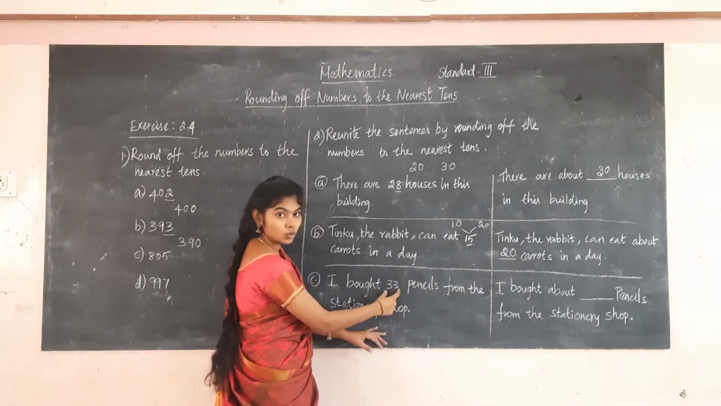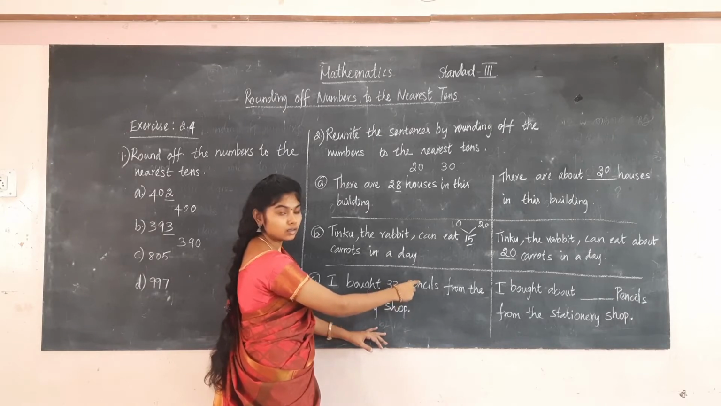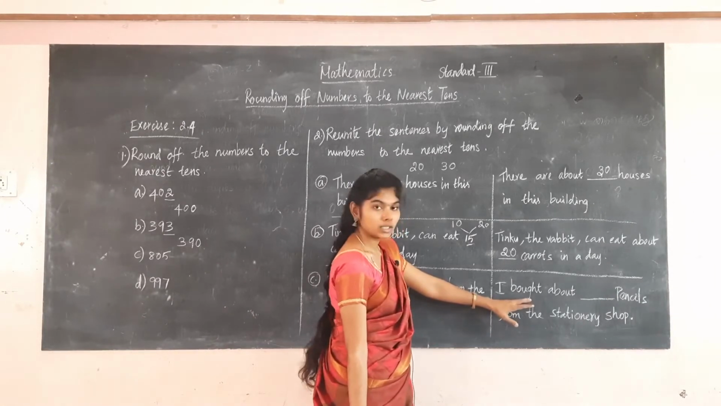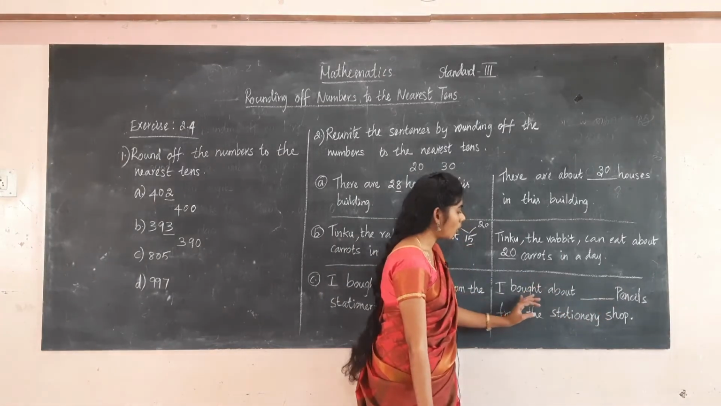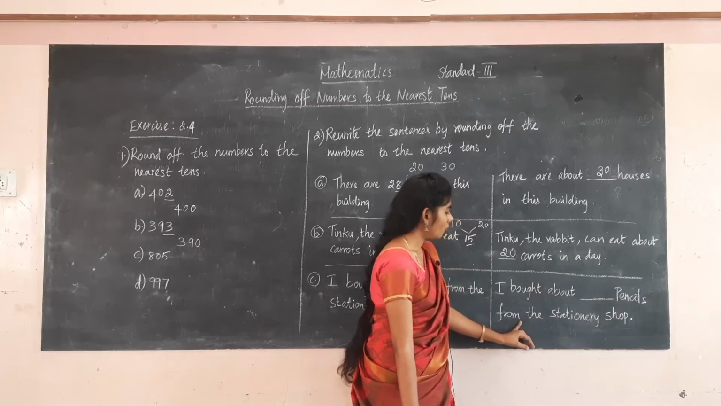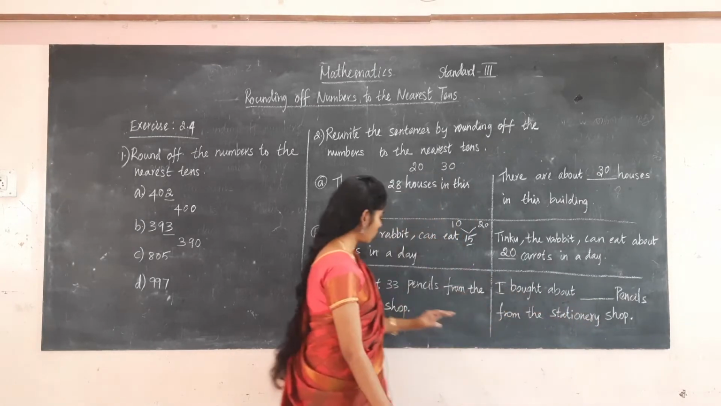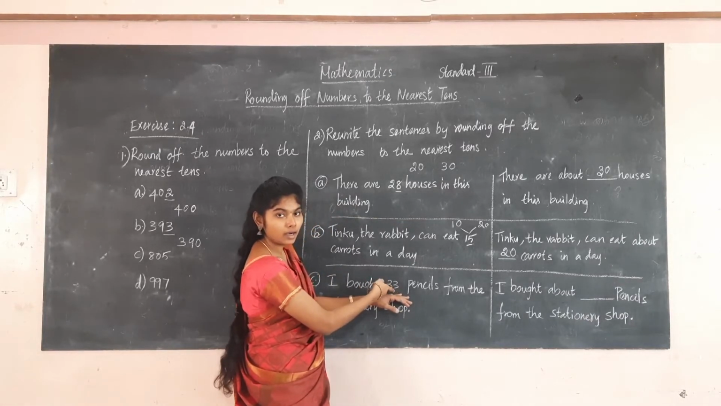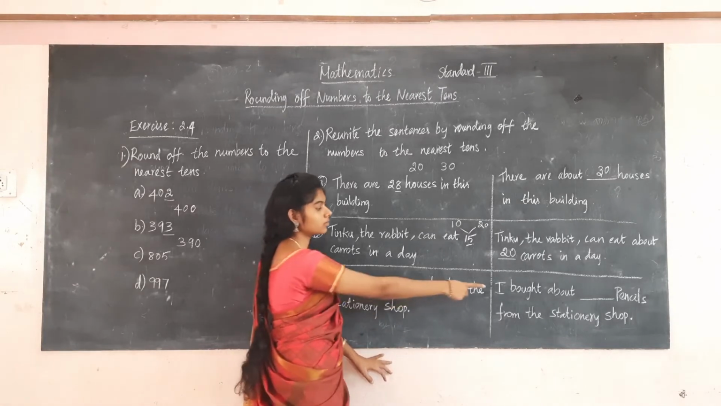First you have to check where the number is, in between 30 and 40. The number 33 lies there, and you are going to rewrite the answer. What is given? I bought about dash pencils from the stationery shop. About means nearest to the number. So you have to check this number in the ones place, then see what rule we have to use, and then give the answer.